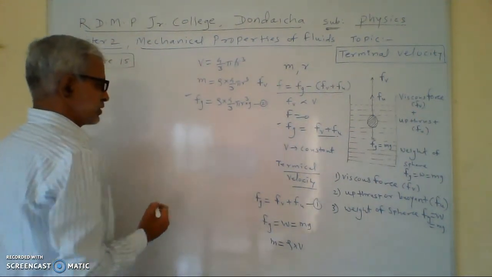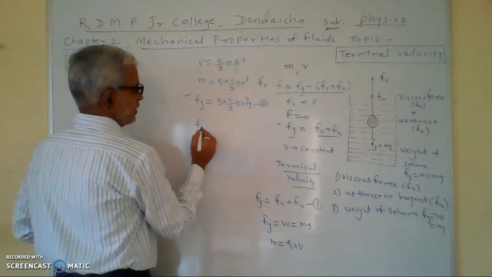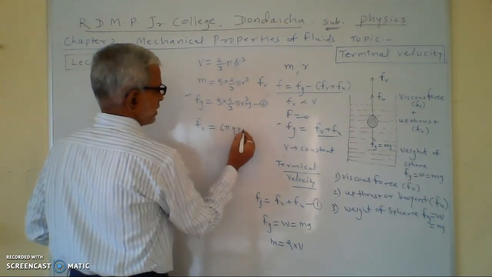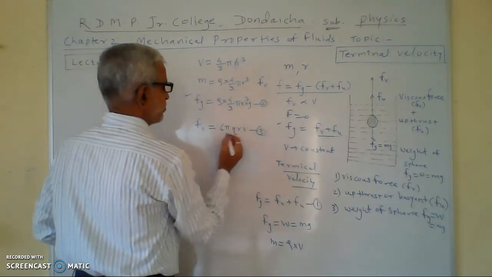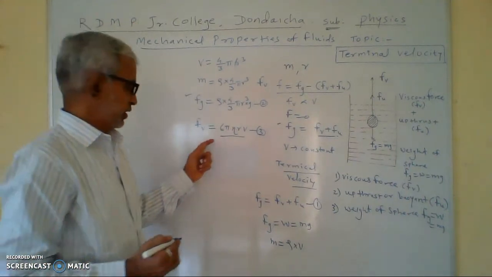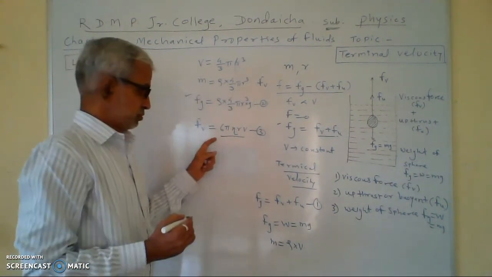Now what is Fv? Fv is the viscous force. It is 6 pi eta r into v. It is given by using Stokes law, which we have studied in lecture number 14. This is the Stokes law.